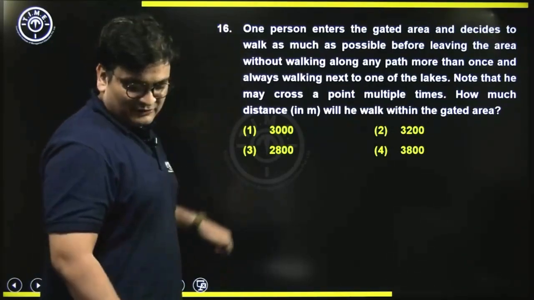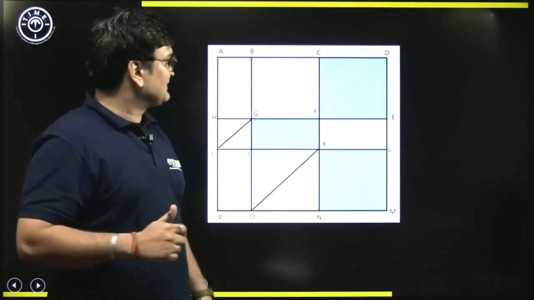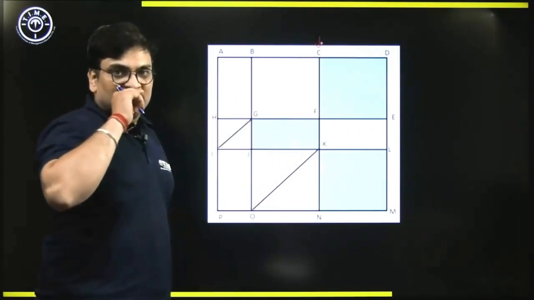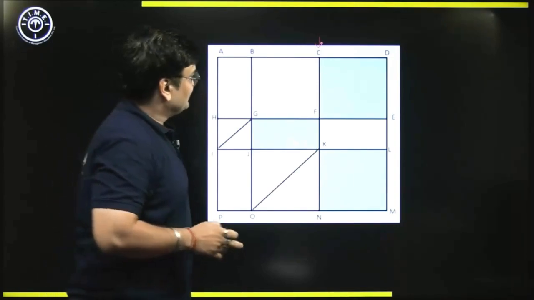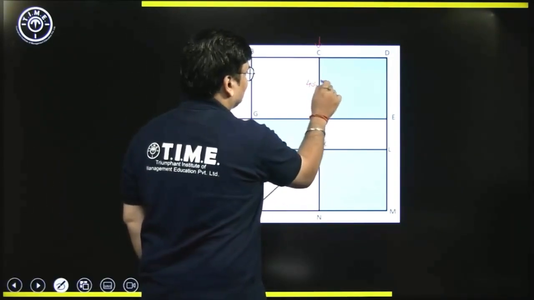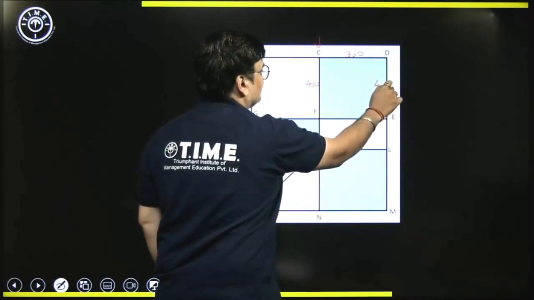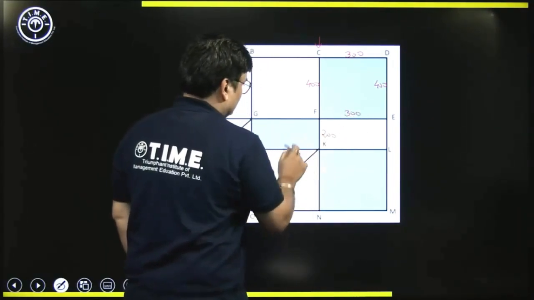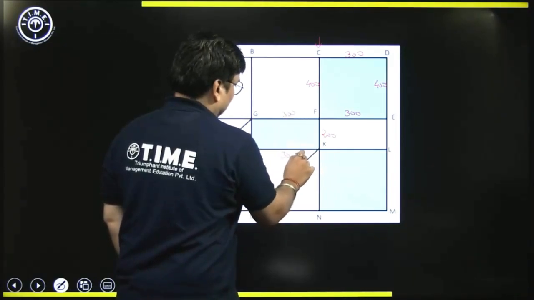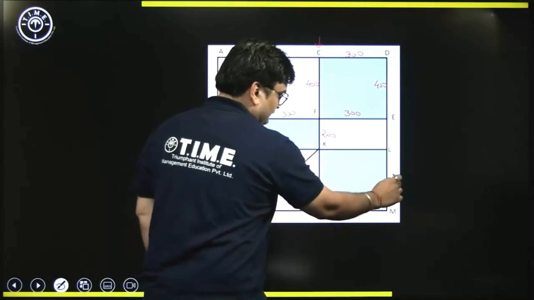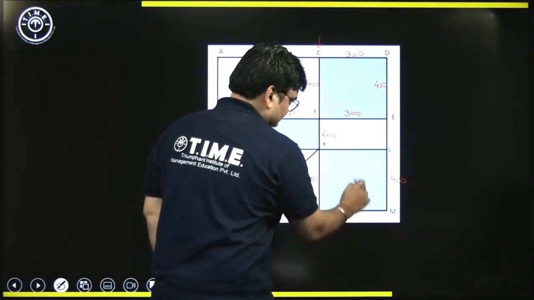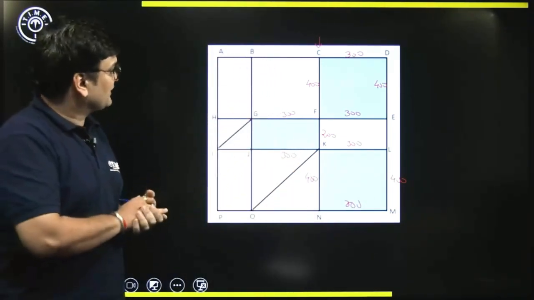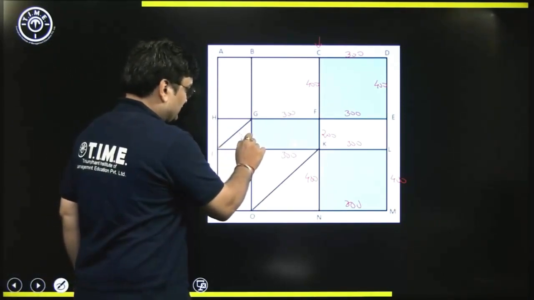So he wants to travel as much as possible. So let's try to maximize the distance he can travel. So he comes to C, he will always have to move along the lake. So if you look at it, I'll just write down the distances: 400, this is 300, 400, this is again 300, this is 200, 300, 300, likewise this is 400, 400, 300. See, we should not miss the 400 meter segments because they are the longest that we have. And this is 200, of course, this is also 200.